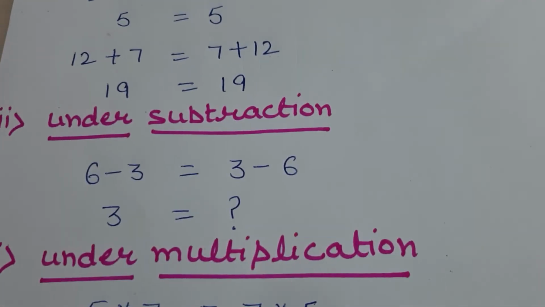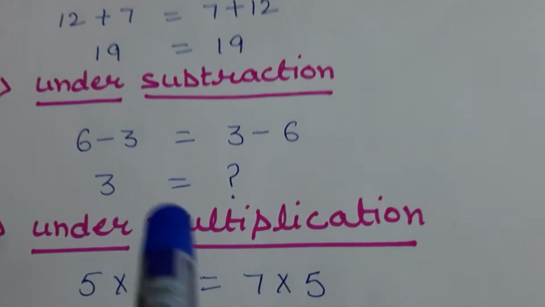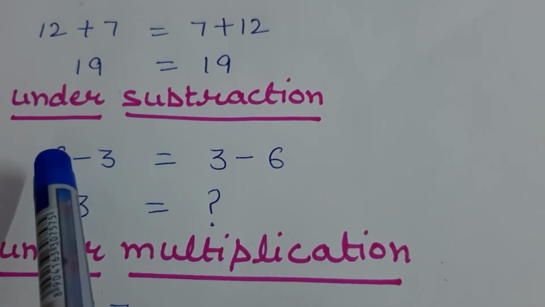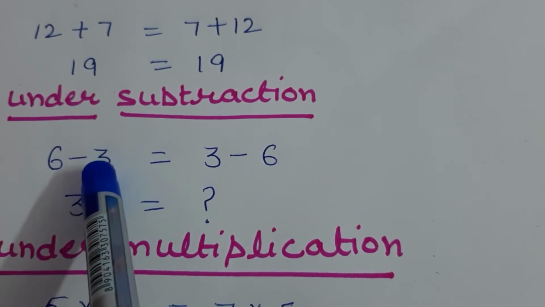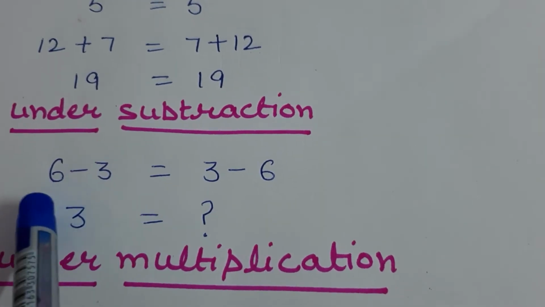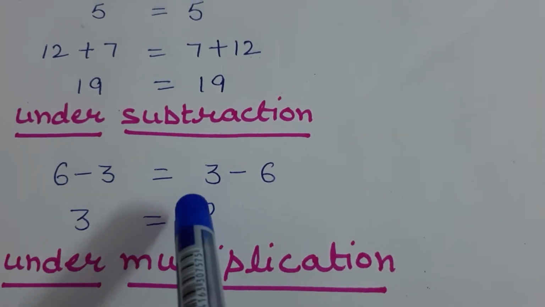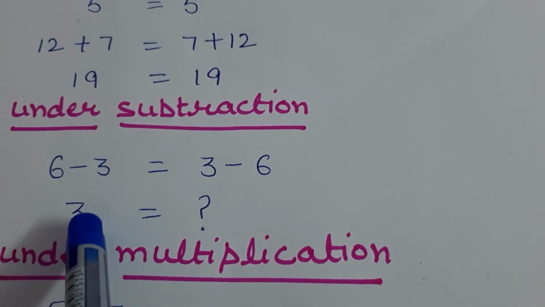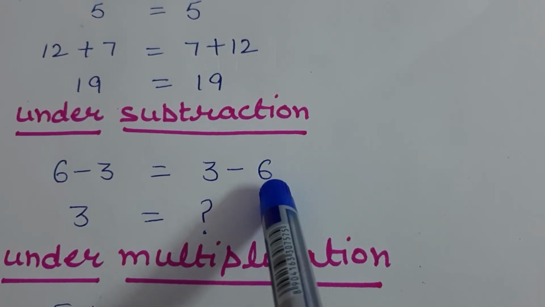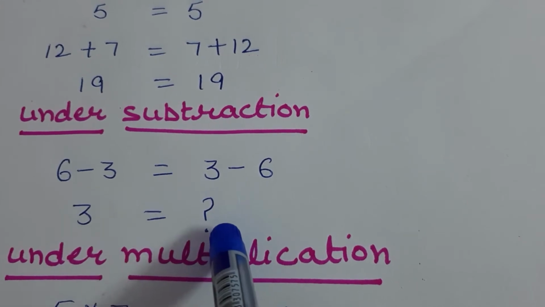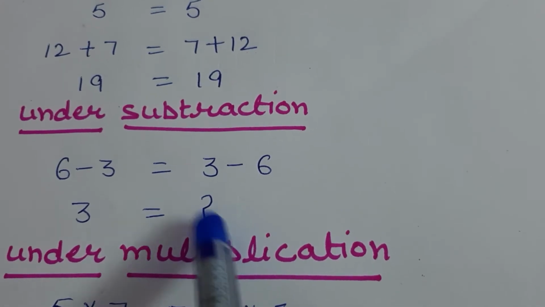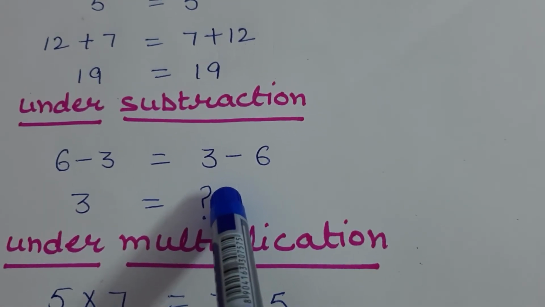Next, I am taking the example of subtraction. Here I have taken two whole numbers, 6 and 3. First I am subtracting 6 minus 3 and next 3 minus 6, so I have changed the places of the whole numbers. Let's see the result. 6 minus 3 is 3, but for 3 minus 6, we are subtracting a bigger number from a smaller one, which is not possible for you till now. So both sides are not the same.